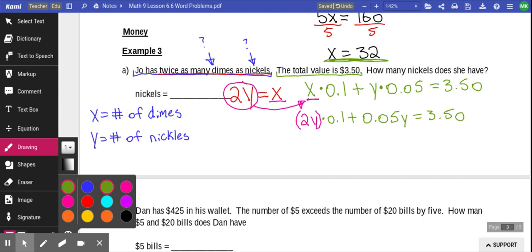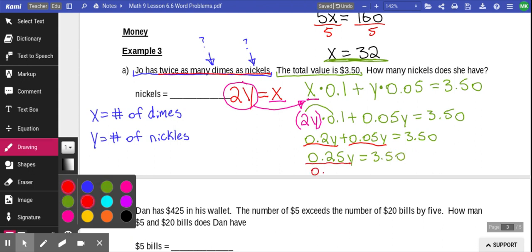I now want to get rid of my brackets. I'm going to do that by multiplying the 0.1 against the 2. So if I go 0.1 times 2, that gives me 0.2. So I have 0.2y plus 0.05y equals $3.50. These are now like terms. They're just decimal like terms. So if I was to add them together, that would be 0.25y equals $3.50. And then I'm going to divide both sides by 0.25.